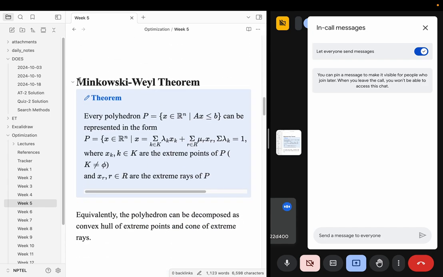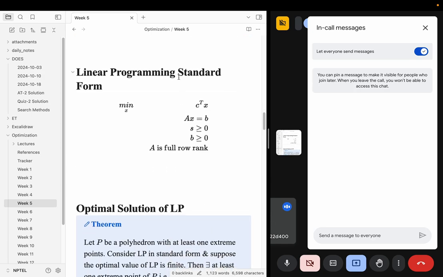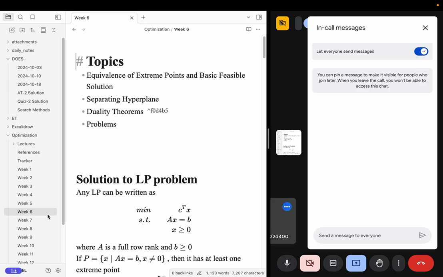So this basically means the Minkowski-Weyl theorem tells us that you can decompose the entire convex set into a set of extreme points as well as rays. Then we discussed the standard form of a linear programming problem, and this is where we use the concept of extreme points and said that the solution will lie at one of the extreme points.